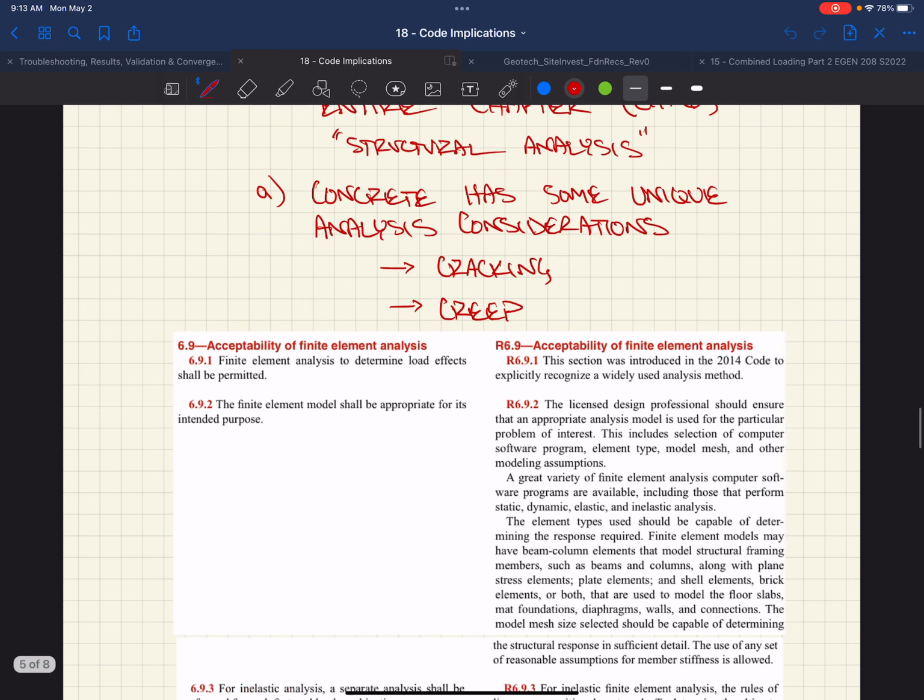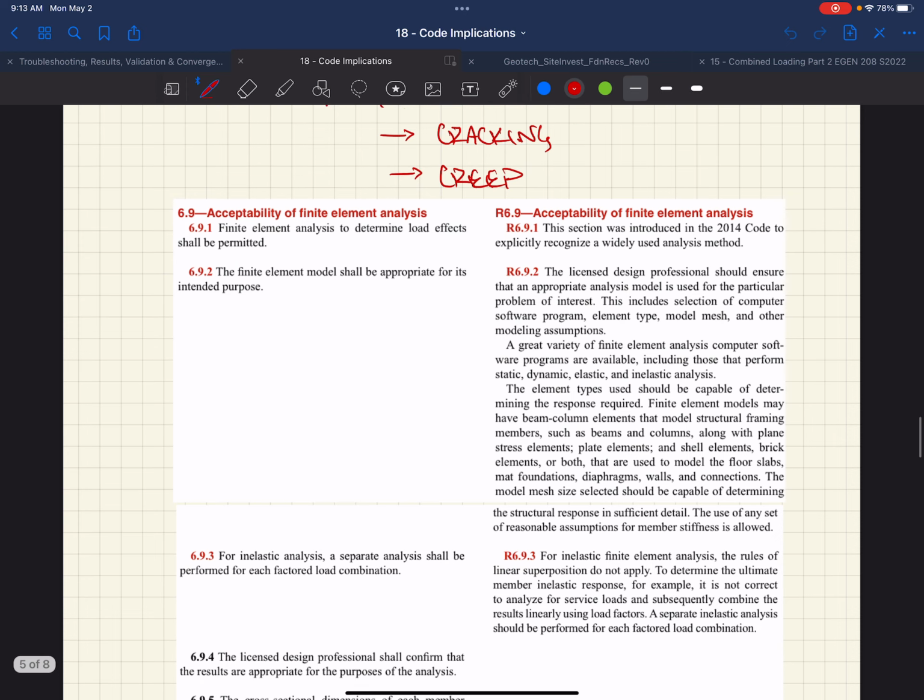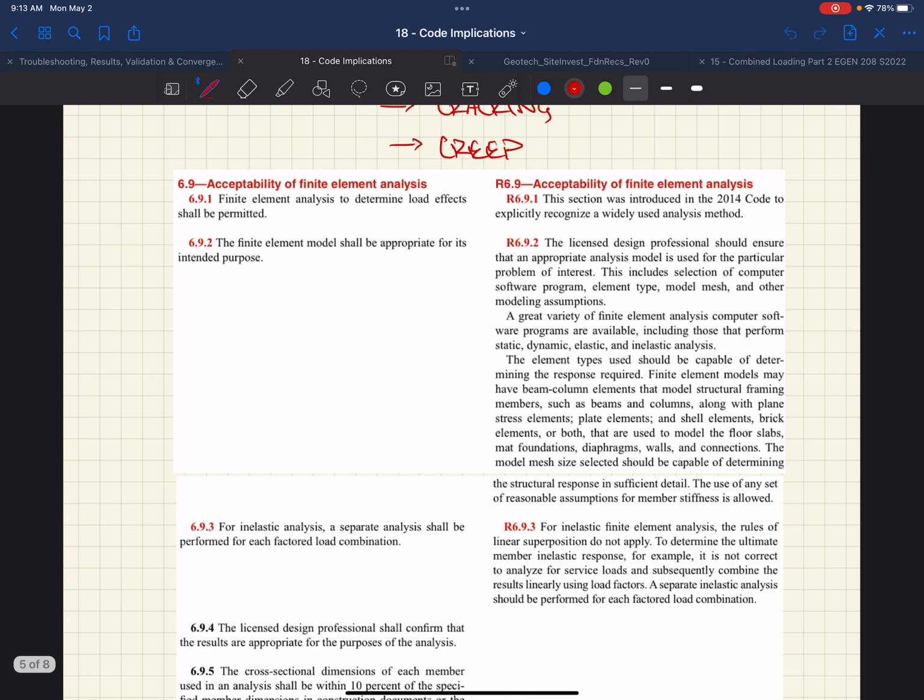This is a section out of chapter 6, which talks about acceptability of the finite element analysis. I've got to give ACI a little bit of credit because they're very specific in their discussion about this. One of the big things that I think is really cool is that they highlight that the finite element model shall be appropriate for its intended purpose. They also say the licensed design professional should ensure that an appropriate analysis model is used for the particular problem of interest. So what does that mean for you as an EI?